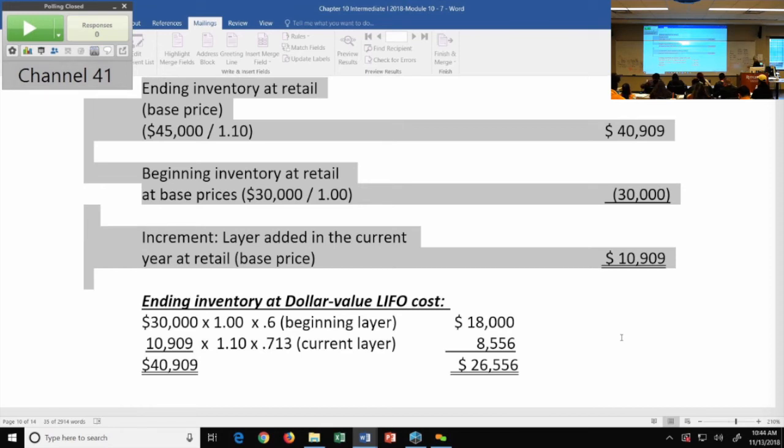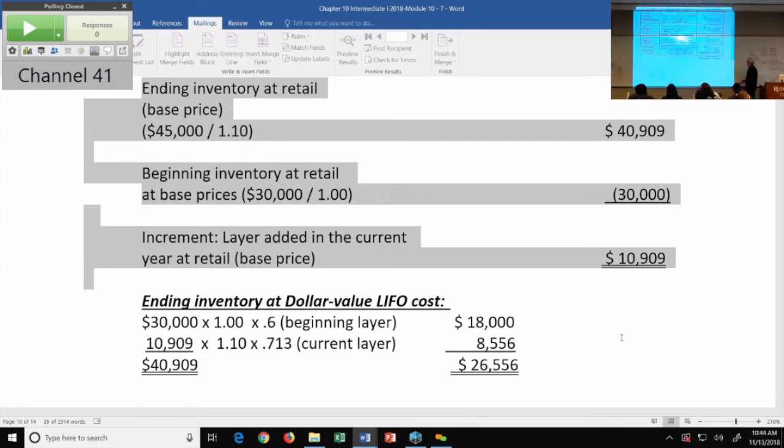All right, so we're going to try a couple of questions in a second. First, let me summarize this for you. So the last one is dollar value LIFO. Once again, base layer, current layer, same increment or decrement, but you must compute them at base year prices, and that 26 removes the effect of inflation from the current layer. That's why it's there.